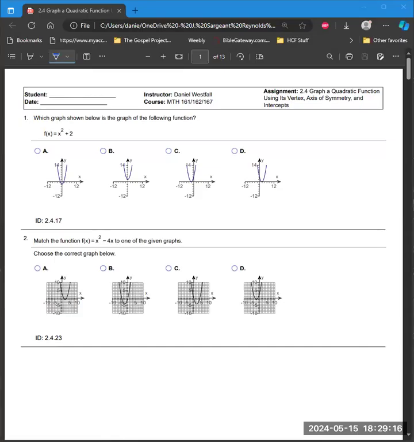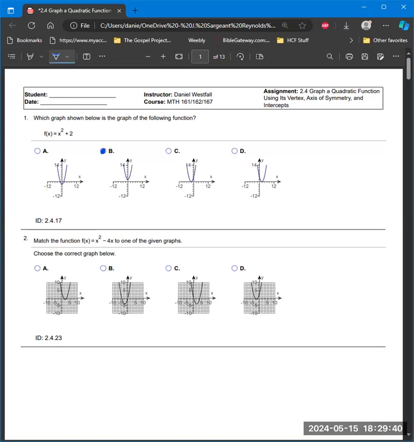In this video, we're going to graph a quadratic function using the vertex, axis of symmetry, and intercepts. So which graph shown below is the graph of the function f of x equals x squared plus 2? We've shifted the graph of y equals x squared up by 2. That's B.